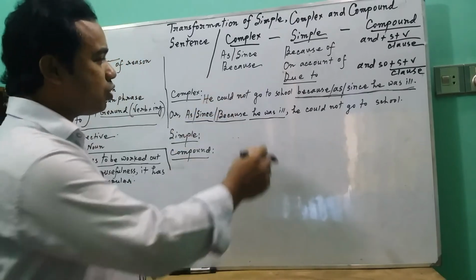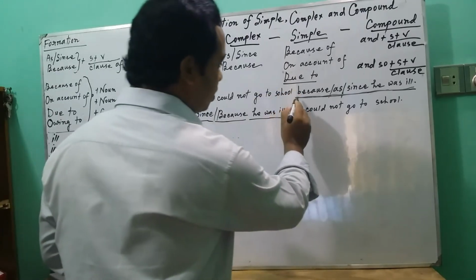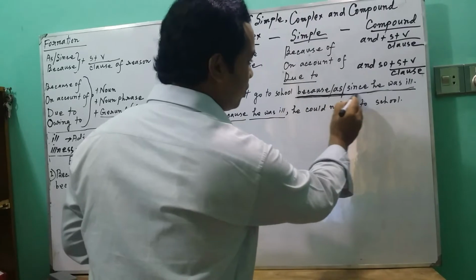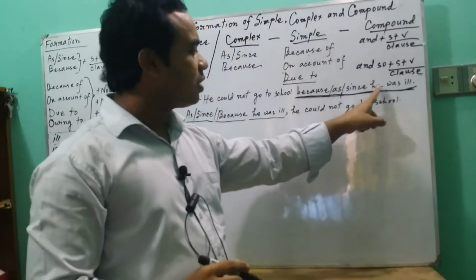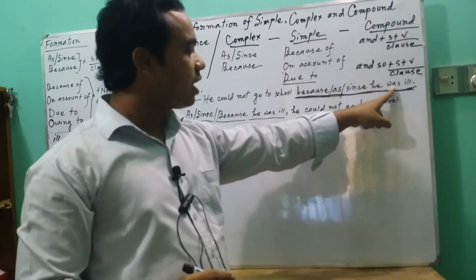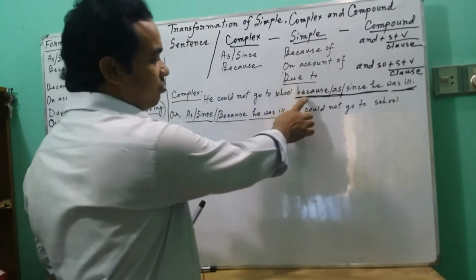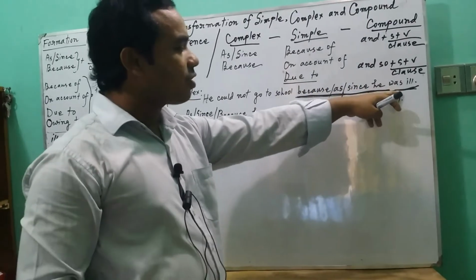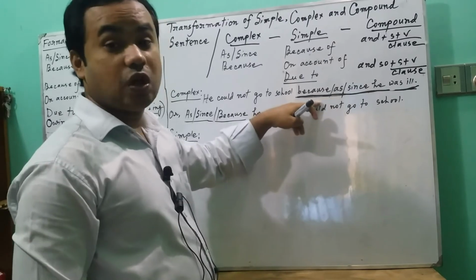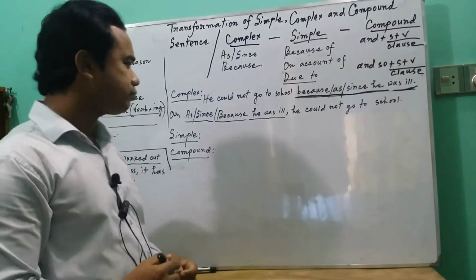So the subordinate clause, you have to notice here, you can see this part is the subordinate clause. Subject plus verb combination is a clause. This clause begins with either because, or as, or since. So this is known as clause of reason.